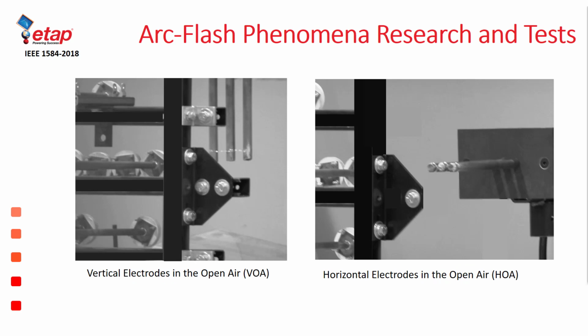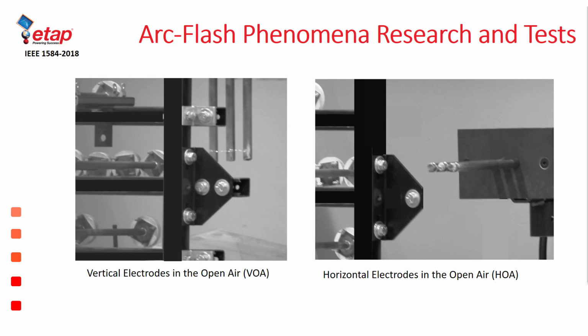Next, we can see that both of these images reflect what we call open air conditions. The image on the left shows the existing vertical open air configuration, which was also tested in the 2002 arc flash model. The configuration on the right-hand side is a new configuration, which was added to the IEEE 1584-2018 model, and it's called HOA. It shows a clear orientation in the direction of the calorimeters, which in actual equipment would represent a person in front of this open-tipped electrode setup, with the electrodes pointing directly at the person.